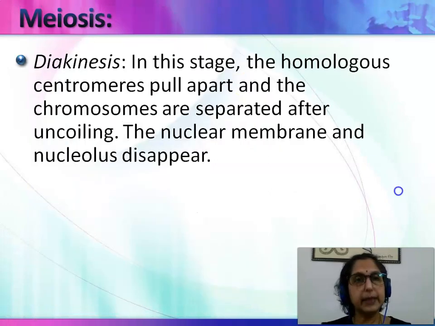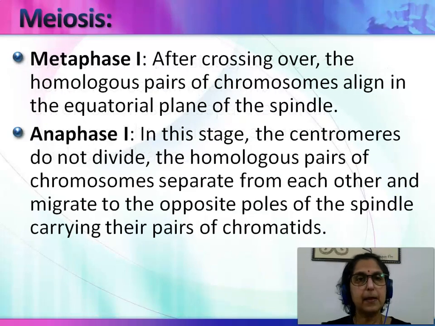Next, we see the diakinesis, which is the last stage of prophase. In this stage, the homologous centromeres pull apart and the chromosomes are separated after uncoiling. The nuclear membrane and nucleolus disappear. Next, we go on to see the metaphase 1. After crossing over, the homologous pairs of chromosomes align in the equatorial plane of the spindle. Next comes the anaphase 1.